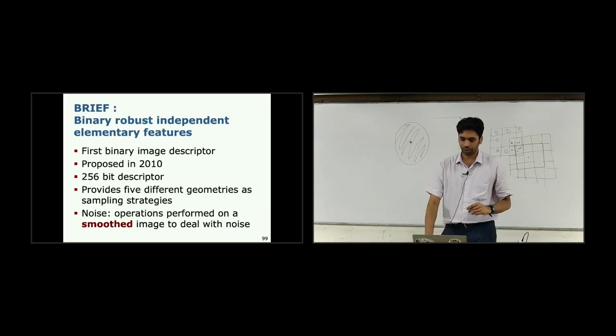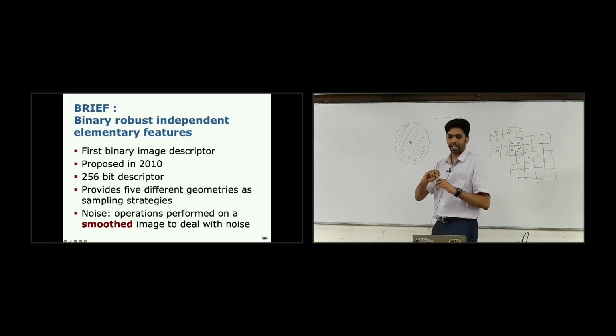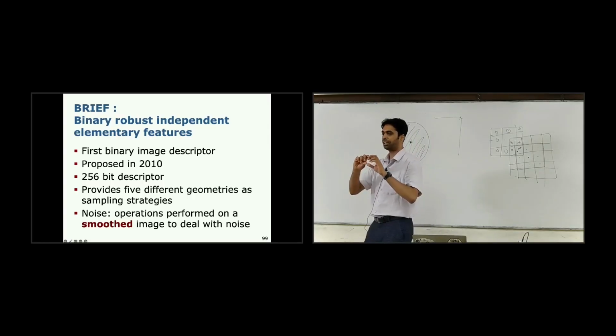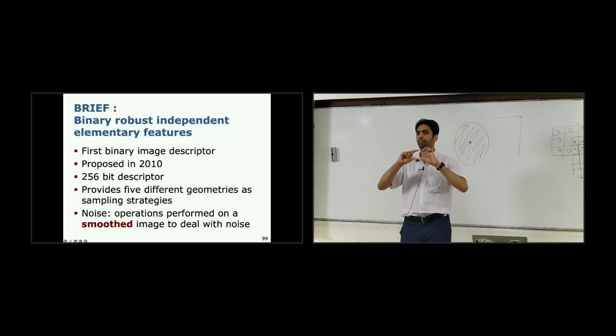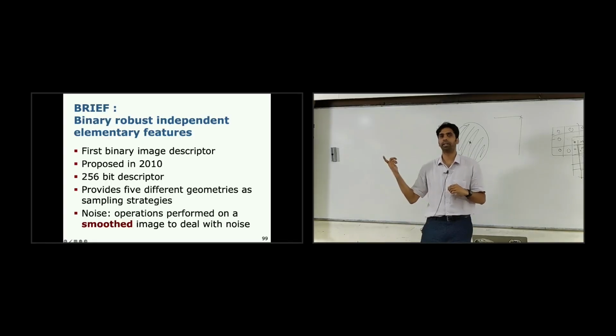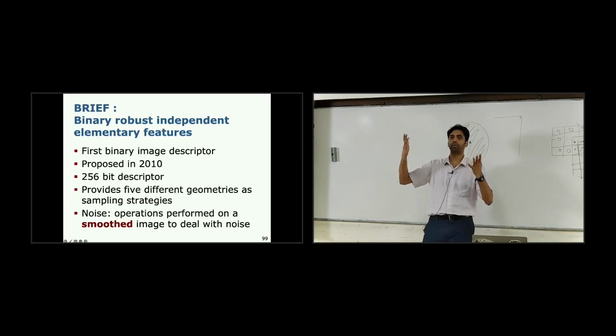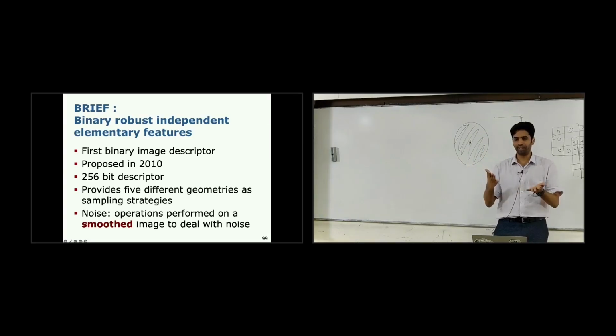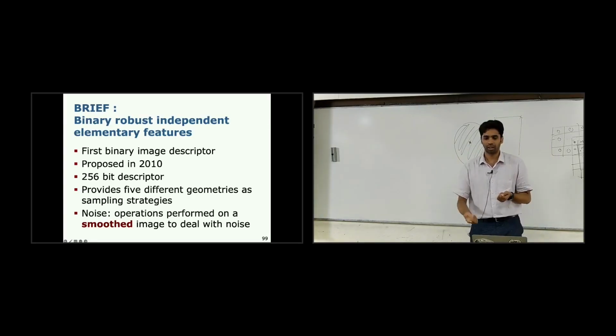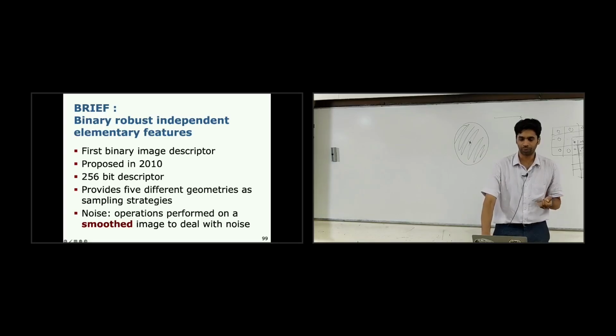It was proposed around 2010, and in their implementation they use a 256-bit descriptor. Although the number of bits is more, SIFT uses a 128-dimensional descriptor, but it stores float values. Float values take 4 bytes each, whereas these are just bits. It's literally 256 bits that you have there.